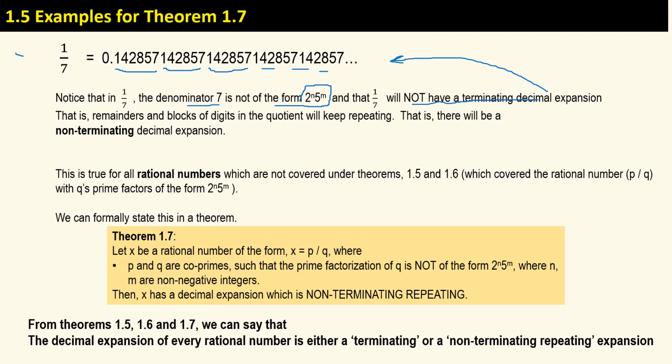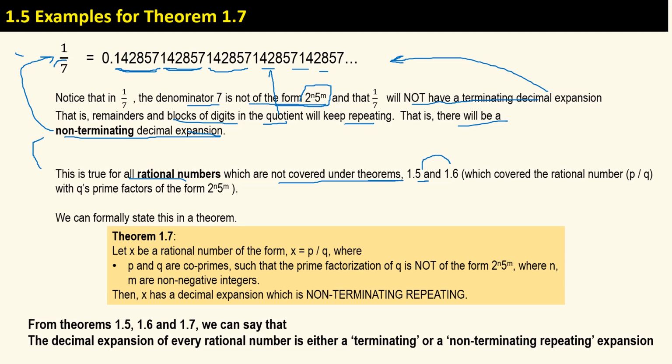That is, the remainder and the blocks of digits in the quotient will keep repeating. And as we have already seen, 1 by 7 is equal to 0.142857, then again repetition of 142857, and so on. And we can say that there will be a non-terminating decimal expansion for 1 by 7, which has a denominator of 7, which is not of the form 2 raised to power n, 5 raised to power m. And this fact is true for all the rational numbers which are not covered under the theorems 1.5 and 1.6, which we have covered in a previous session.